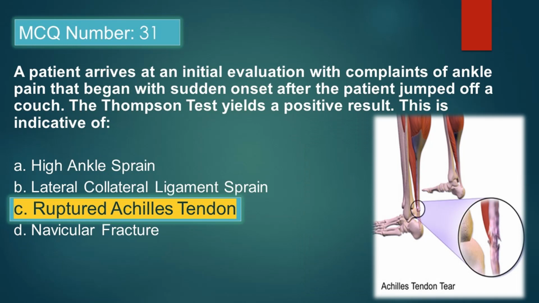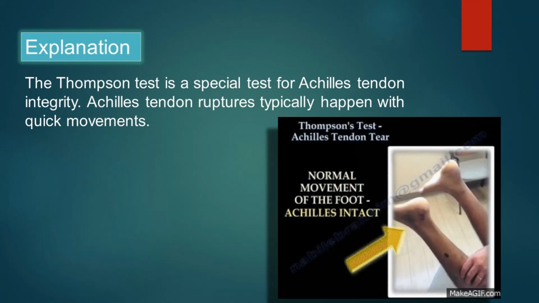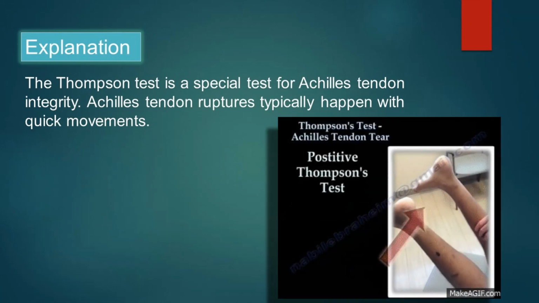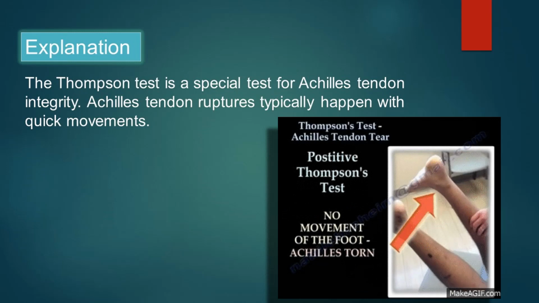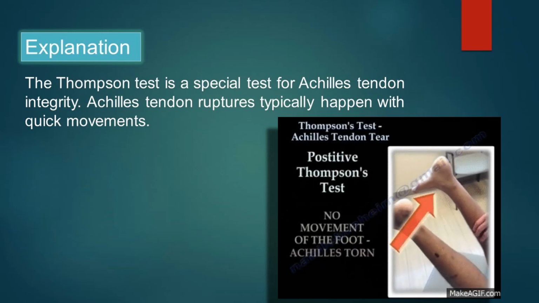And here we have the explanation. Thompson test is a special test for Achilles tendon integrity. The positive test indicates the Achilles tendon rupture that typically happens when the person does a quick movement. Let's move to another scenario.